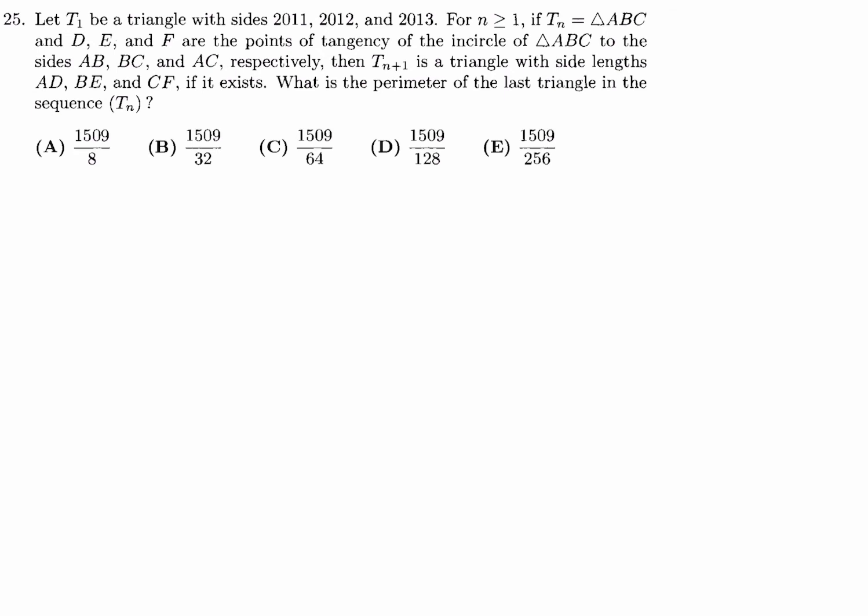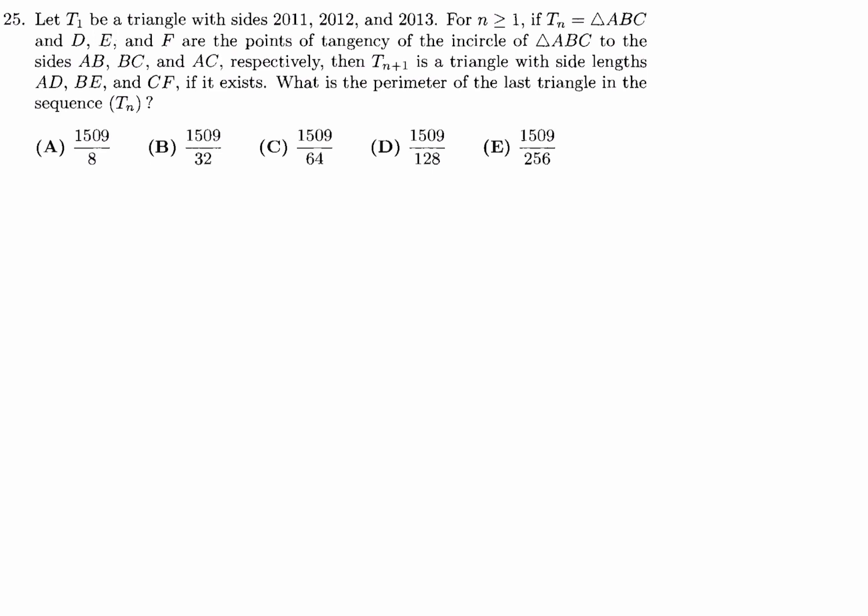Let T1 be a triangle with sides 2011, 2012, and 2013. For n greater than or equal to 1, if T_n is triangle ABC, with D, E, and F the points of tangency of the incircle of triangle ABC to the sides AB, BC, and AC respectively, then T_(n+1) is a triangle with side lengths AD, BE, and CF, if it exists. What is the perimeter of the last triangle in the sequence T_n?